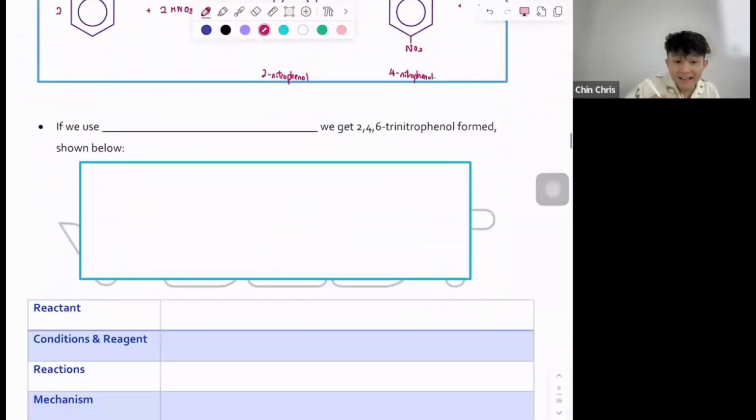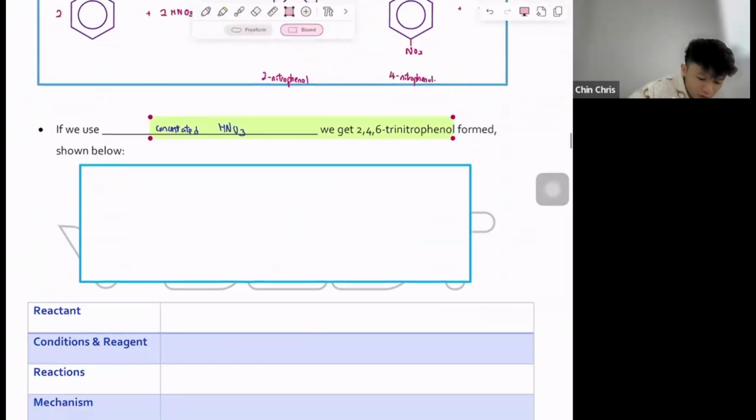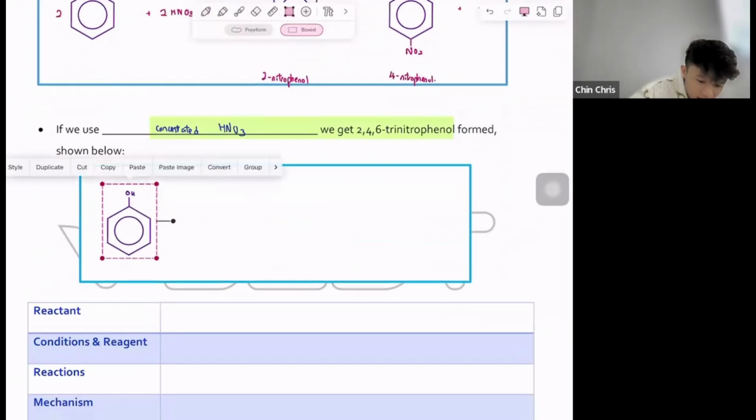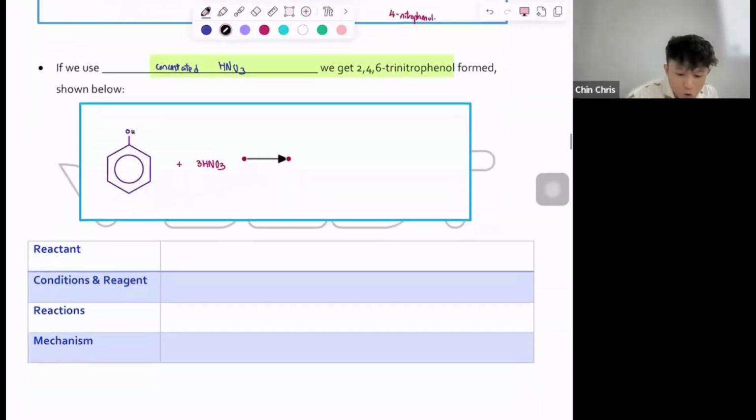Alright guys, if we use concentrated nitric acid, then it's a different story. If you use concentrated, what do you get? This time you will get 2,4,6-trinitrophenol.